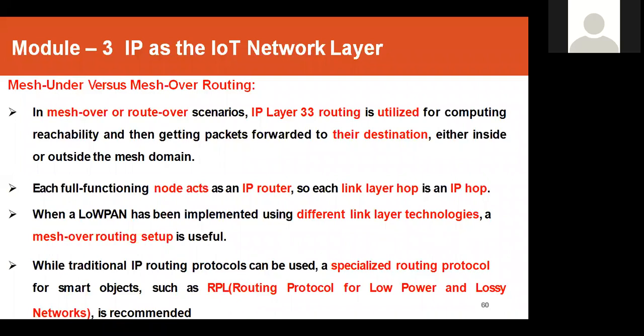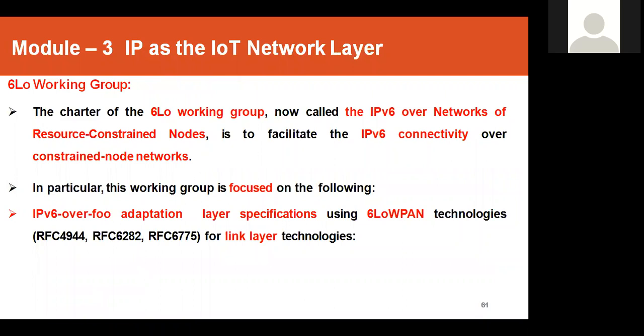traditional IP routing protocols. The specialized routing protocol for smart objects such as RPL, I think we discuss in the next slide. So we have that routing protocol for low power and lossy networks. Then we need to use RPL in that category. Okay. So next heading is 6LoWPAN, the IPv6 low power working group.